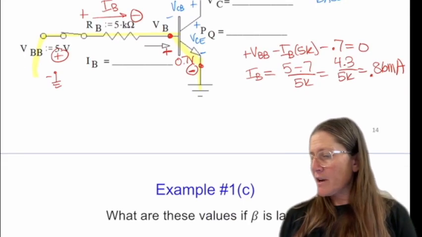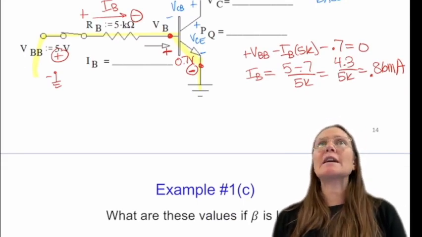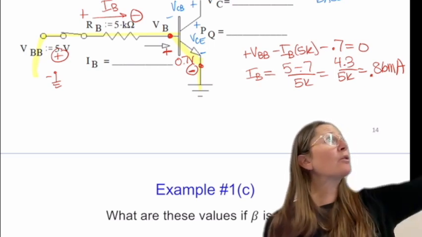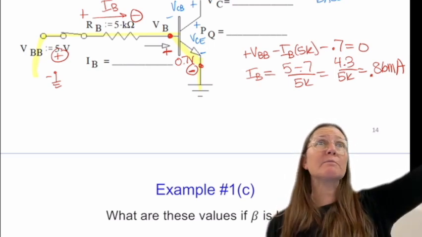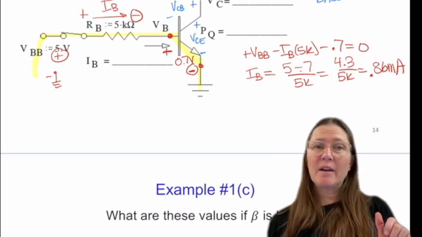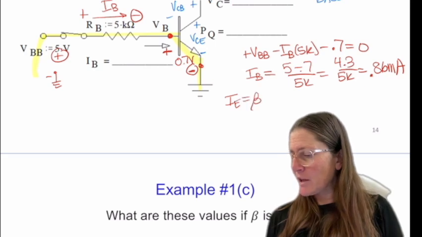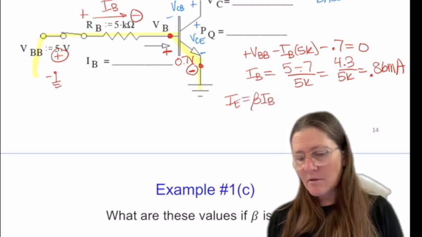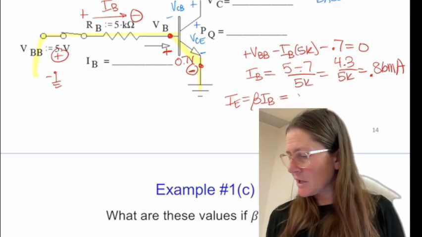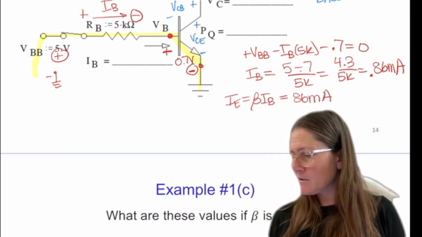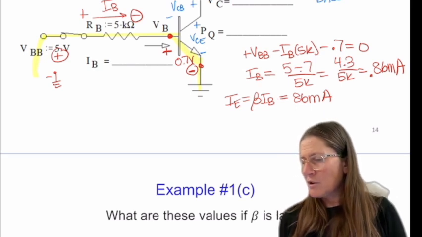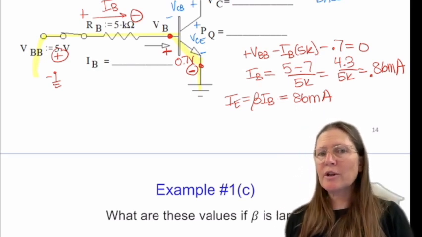And then from there, we can use the relationship to get IC, because we still don't know VCE or VCB. So IC is going to be found by beta IB, and at 100, this will be 86 milliamps. So how do I know if these values are correct or not?